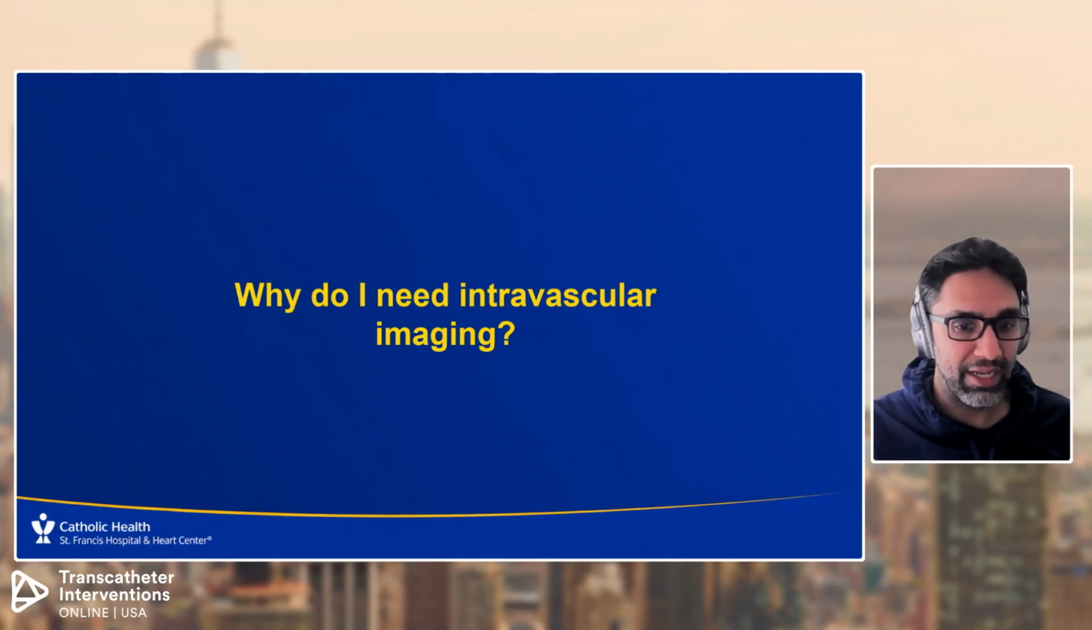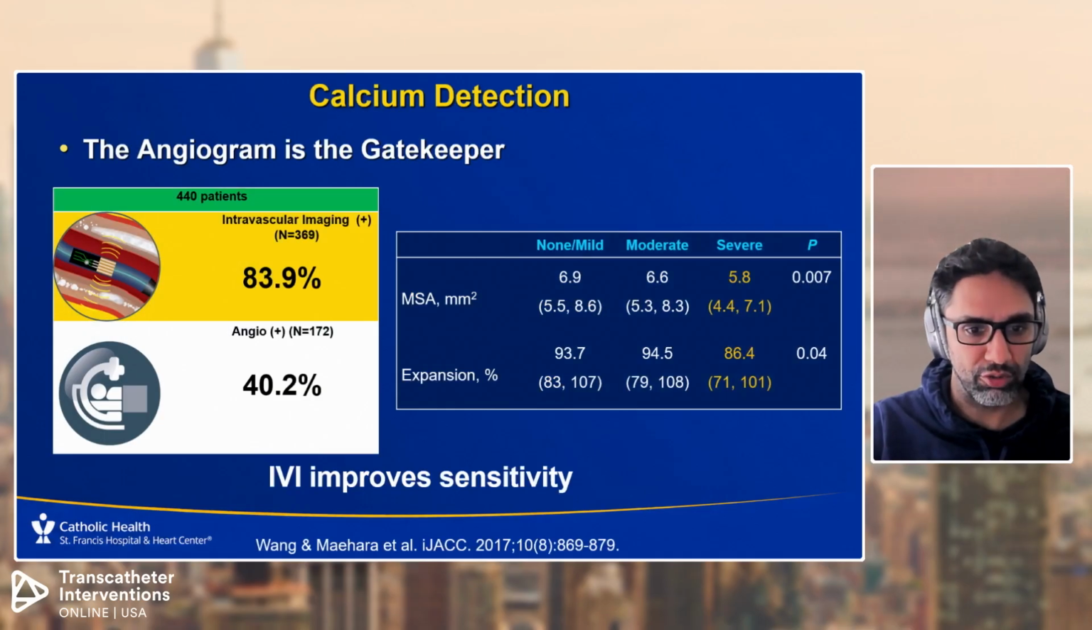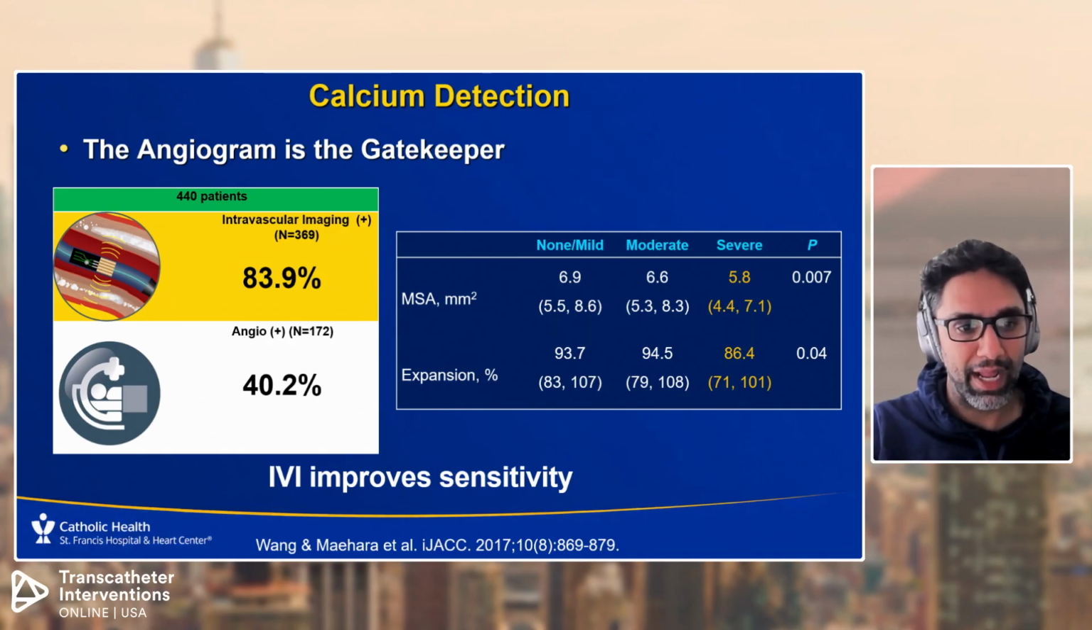I showed you CT, I showed you the angiogram and the relative benefits of maybe IVUS and OCT. But the question is, why do you need the intravascular imaging? And the reason is, of course, the angiogram is the gatekeeper. So if we see the calcium on the angiogram, which happens in about 40% of patients, we know that it's there. But if you image these same patients that are undergoing angiography, you actually double the sensitivity, or double the number of patients that you pick up the calcium. So IVI clearly improves the sensitivity.